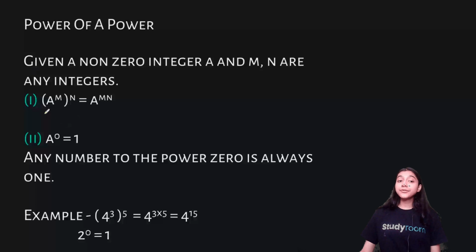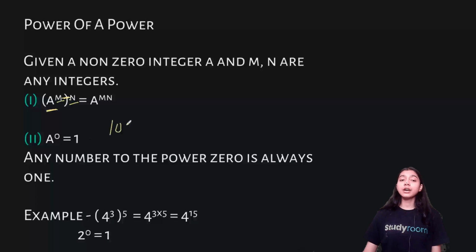So if we have a as a non-zero integer and m is the power of a, and then again this entire exponent is raised to another power, that is n, then these two powers m and n get multiplied to each other and we will result in a to the power of mn. Again, another important thing is that whenever the power of an exponent is 0, it will result in 1, be it any number.